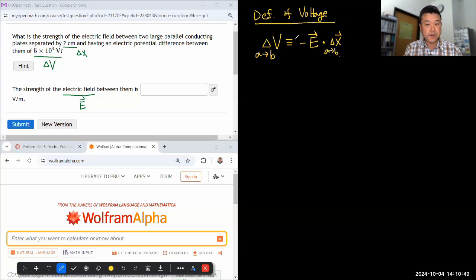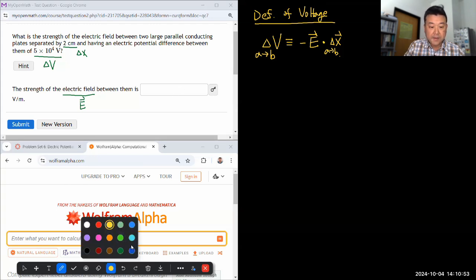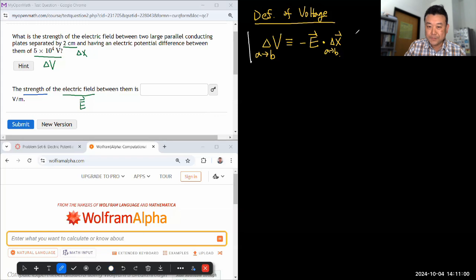So here we are applying this definition of voltage. It looks like we are not having to deal with any signs or directions. So let me just make things easier for myself. We'll just be dealing with the absolute value. And I think it looks like it's all set up in a way, with the two large parallel conducting plates. So this delta X and the direction of electric field, they should be either parallel or anti-parallel. So this dot product is going to be simple. There won't be any cosine of theta that we have to worry about.